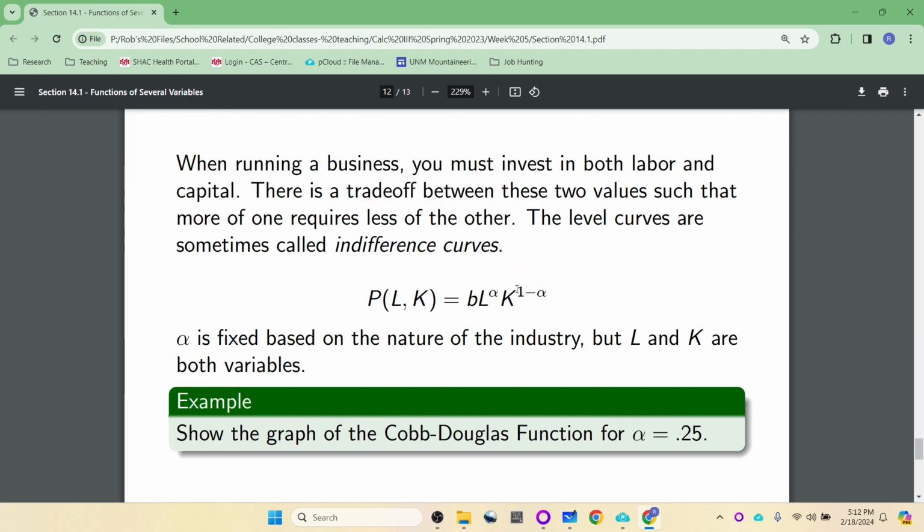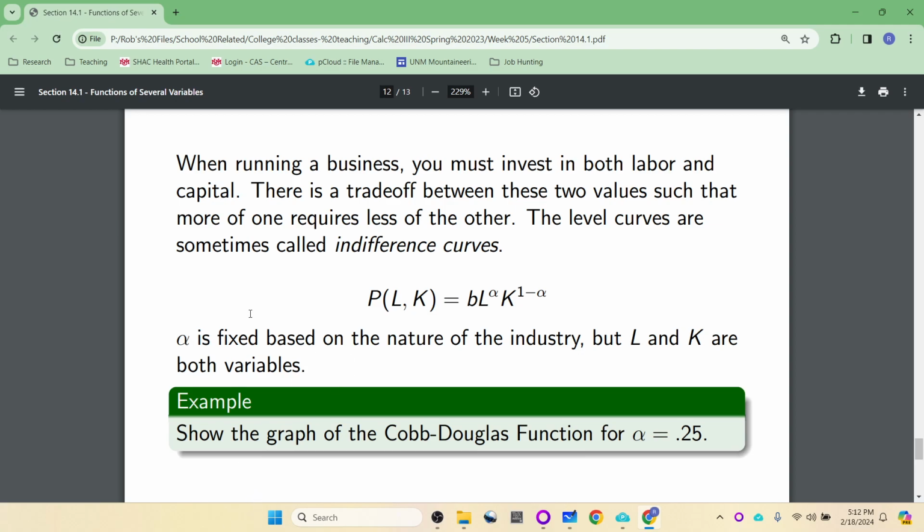by setting up this equation here. B equals L to the alpha, K to the 1 minus alpha. Where alpha depends on what kind of industry you're in, so does B. L and K are the two variables. Sometimes we call them indifference curves, because as far as your spending is concerned, it doesn't matter which arrangement you use.